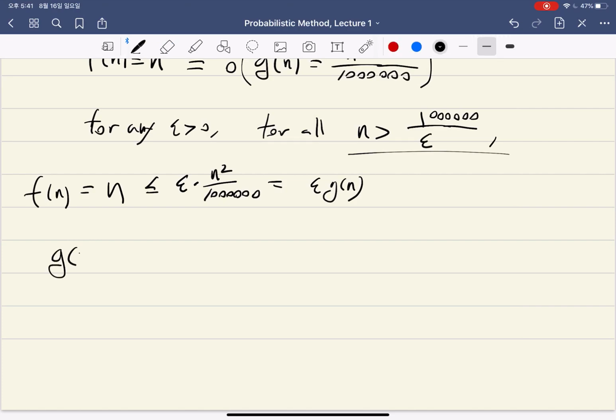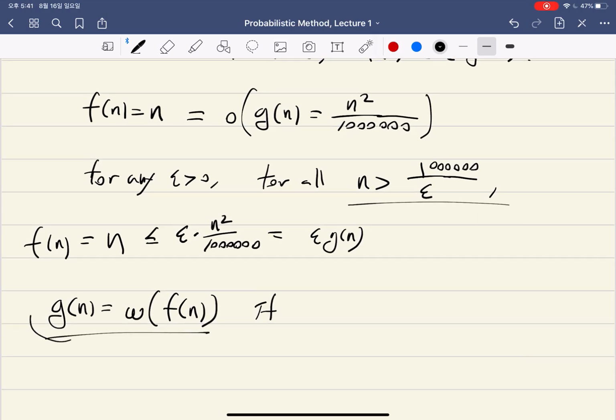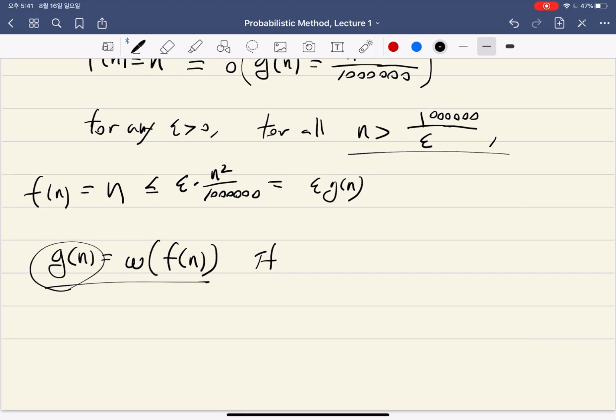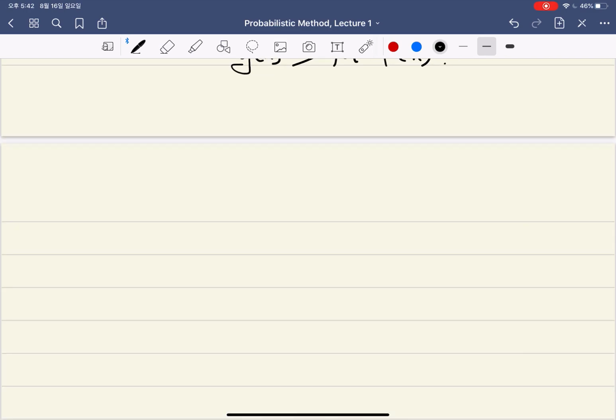And we again write g(n) is small omega of f(n) if, equivalently, g(n) is growing much faster. So formally, for any positive, large M, there exists n0 such that for all n bigger than n0, we have that g(n) is bigger than M times f(n). Again, this is the same as saying f(n) is little o of g(n). So that's some notation that we will use.